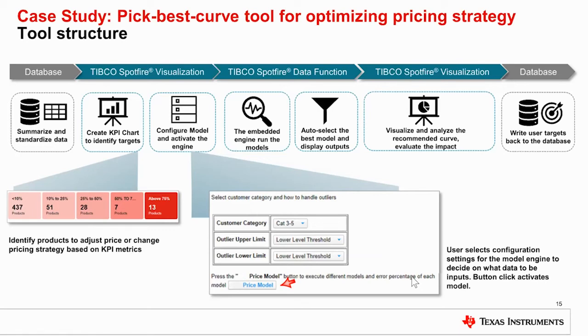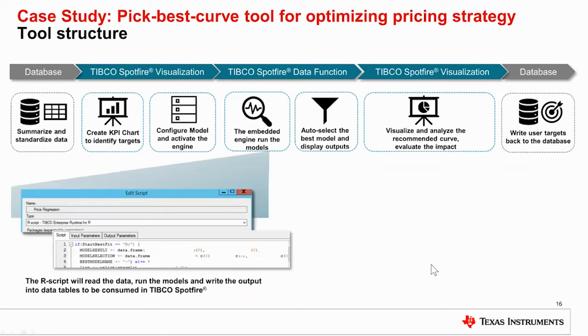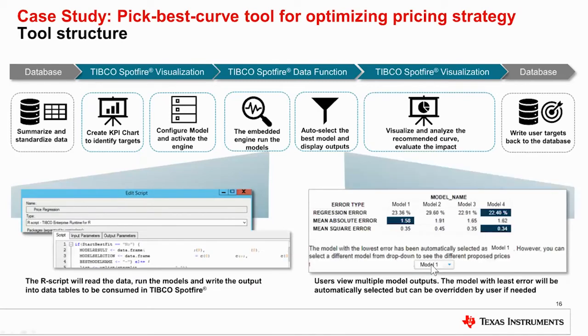Then the engine will start to run with the written R script, and the R script will read the data, run the models, and write the output into the data tables to be consumed by Spotfire visualization. And users will view multiple model outputs, and the model with the least error will be automatically selected. But if the user needs to override the selected model, they still have the option through the drop-down box.